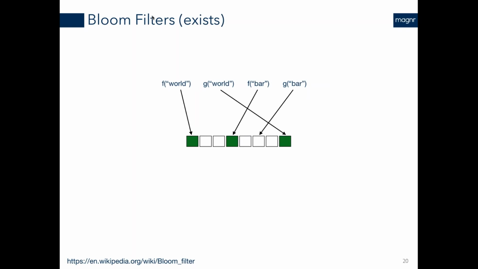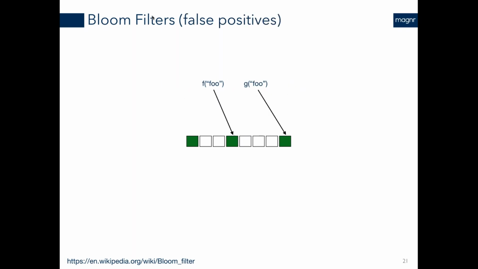So I can check that these items exist. If I want to know if world exists in my data set, I just perform f of world and g of world, and I can see that the 2 bits that I'm looking at are both 1s. So I know that world exists. But if I perform f of bar and g of bar, I'm pointed to positions 3 and 6, but 6 is a 0 bit. So because 6 is off, we know that bar doesn't exist in our data set. So there's a useful property here. We can prove the existence of items by using a Bloom filter. But we may get false positives.